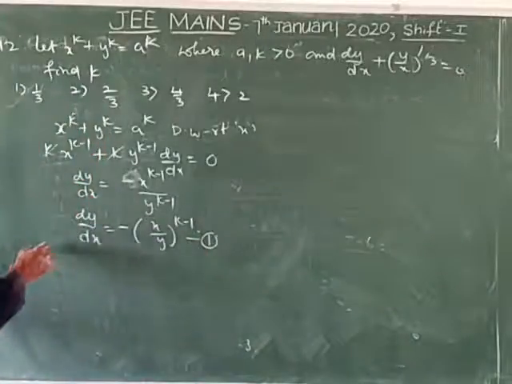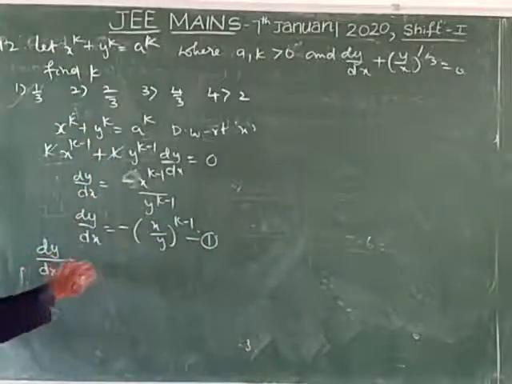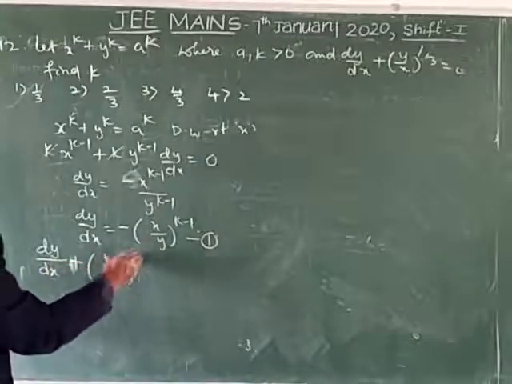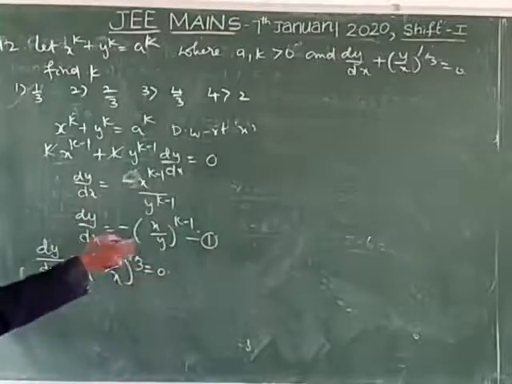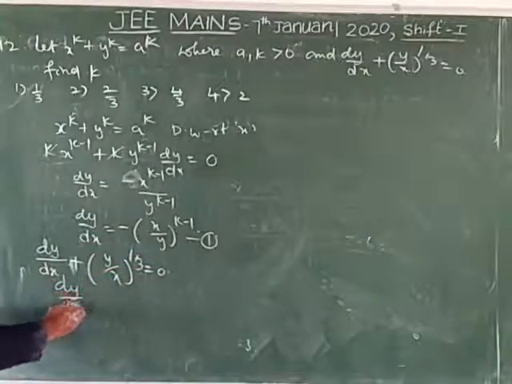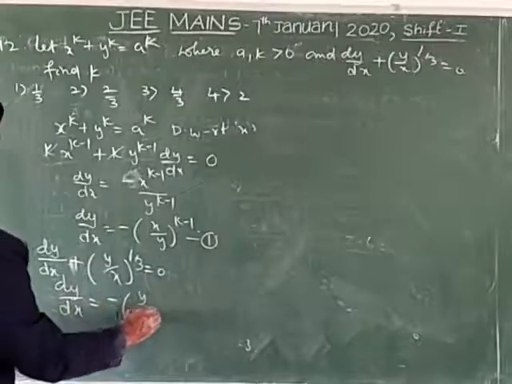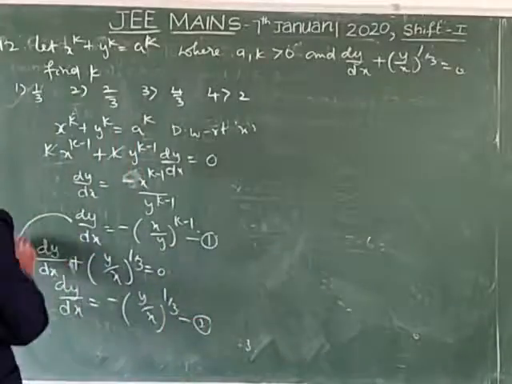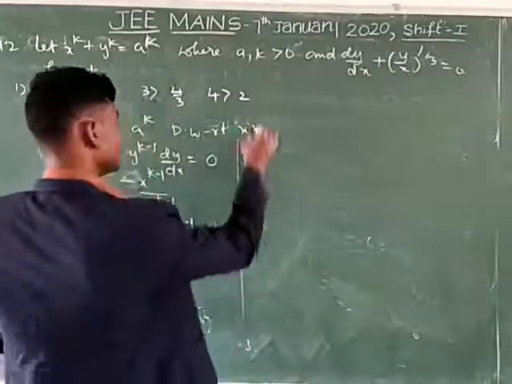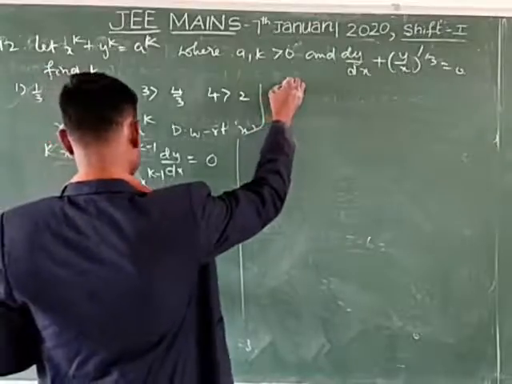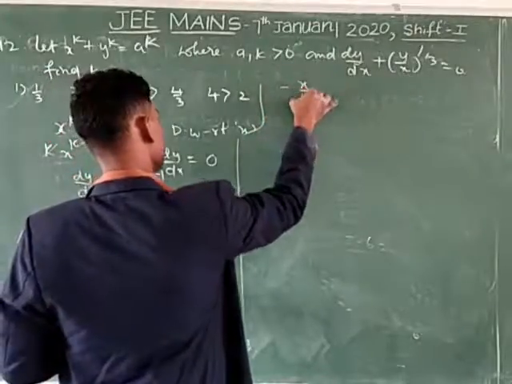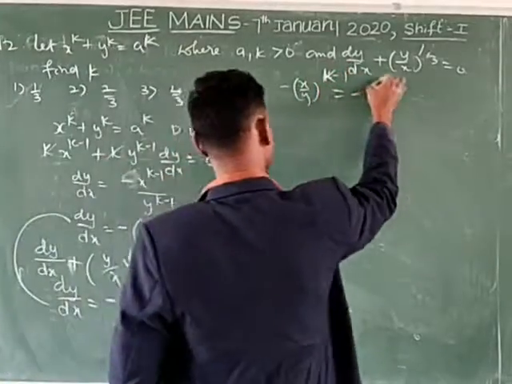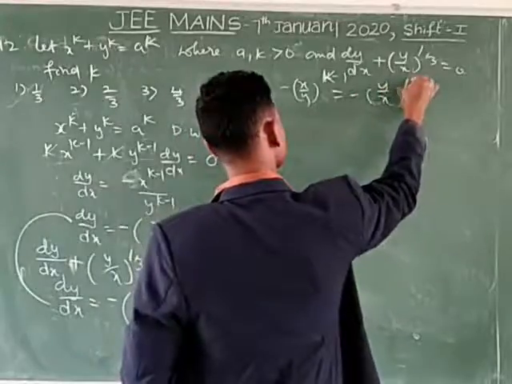Now the given equation: (dy/dx + y/x) whole power 1/3 is equal to 0. Now take this term to that side: dy/dx is equal to minus (y/x) whole power 1/3. Now this is equation 2. Here the left-hand sides of both are equal, so the right-hand sides are also equal. Then you have to write here minus (x/y) whole power k minus 1 is equal to minus of (y/x) whole power 1/3.